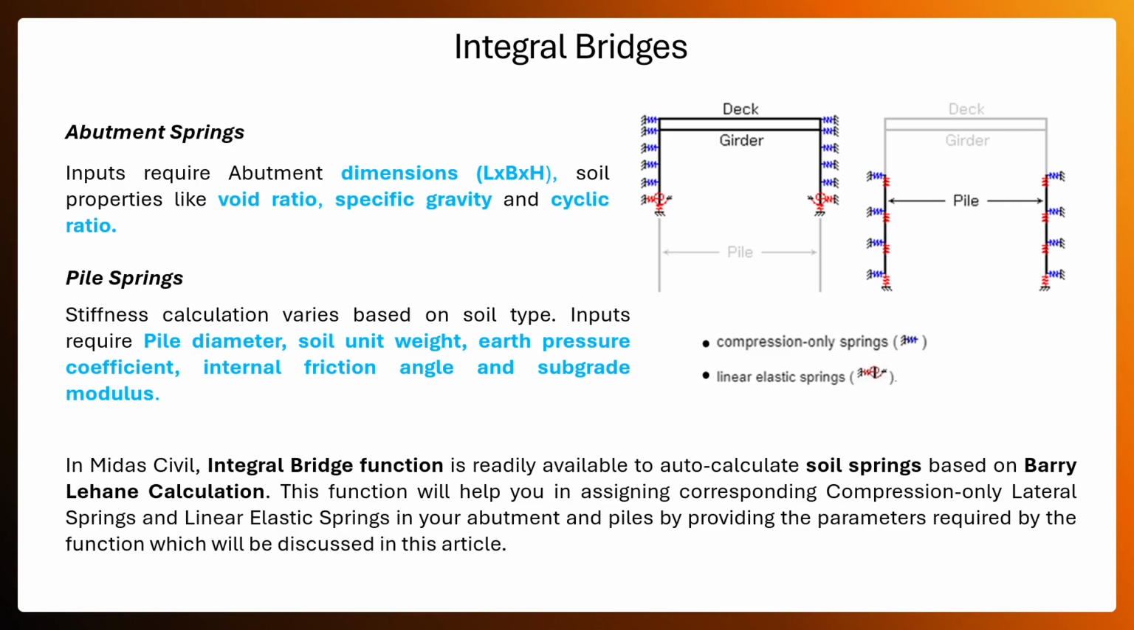In MIDAS Civil, there is an integral bridge function using which the spring stiffness values can be automatically calculated using the Berry-Lani calculations. In the case of abutment springs, we can provide the input with respect to the dimensions of the abutment and the properties of the fill, that is the void ratio, specific gravity, and the cyclic ratio. And in case of pile springs, the input parameters are the pile diameter, the unit weight of the soil, the earth pressure coefficient, subgrade modulus, and the angle of internal friction.